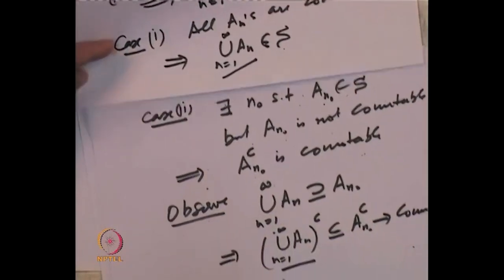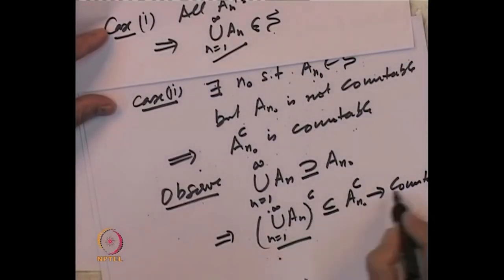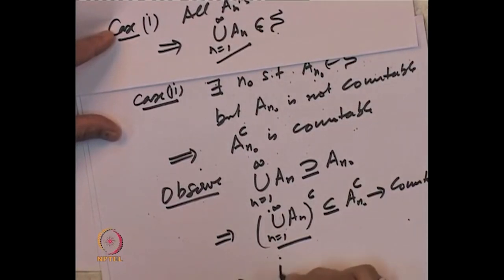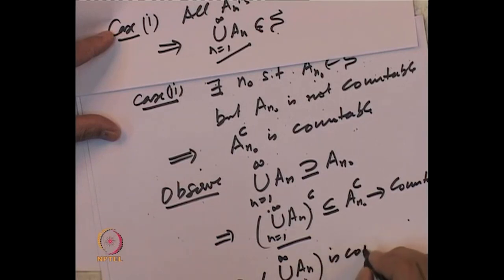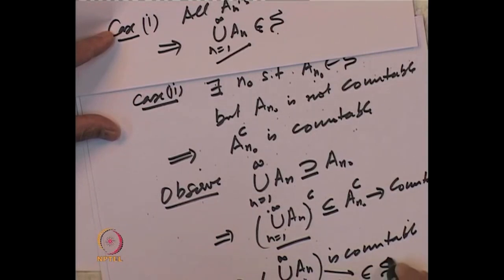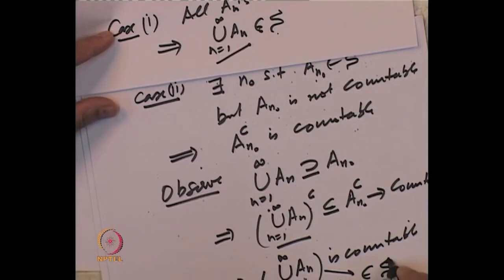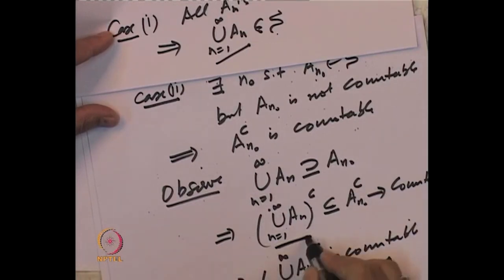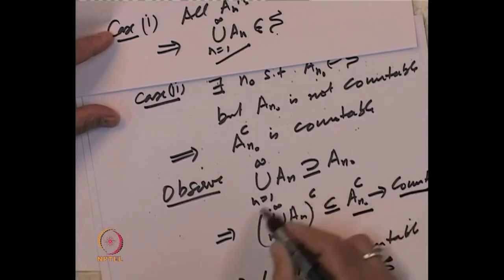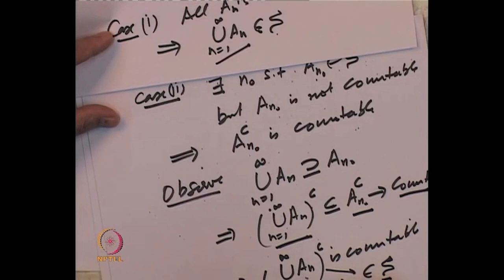So, this set, its complement is a subset of a countable set. So, that implies the complement of the union of A_n's, n equal to 1 to infinity, is countable, and hence this belongs to the class S. So, this is a set whose complement is countable. So, that means this set must belong to S, right. Because the complement of this set is countable, this belongs to S.